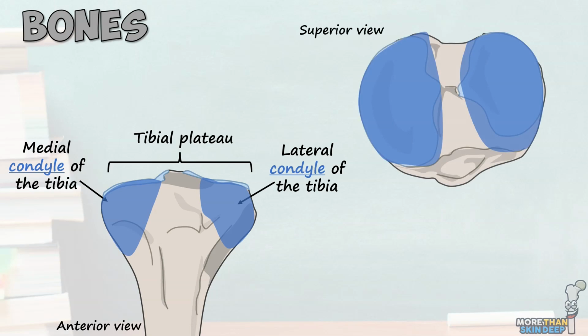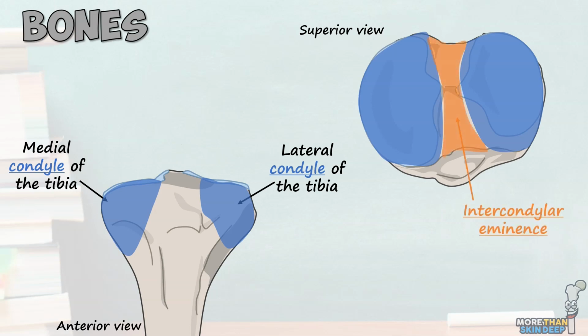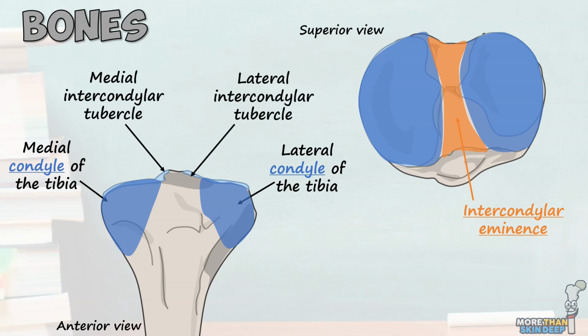The bony prominence between the two tibial condyles is known as the intercondylar eminence, and on either side of it are two projections known as the medial and lateral intercondylar tubercles. This eminence and its tubercles slot into the intercondylar fossa of the femur and help to stabilise the knee joint. There are lots of other important bumps on the superior tibia, but we'll leave them for another day. For now, just remember that we also have the fibular bone, which articulates with the lateral tibia here.